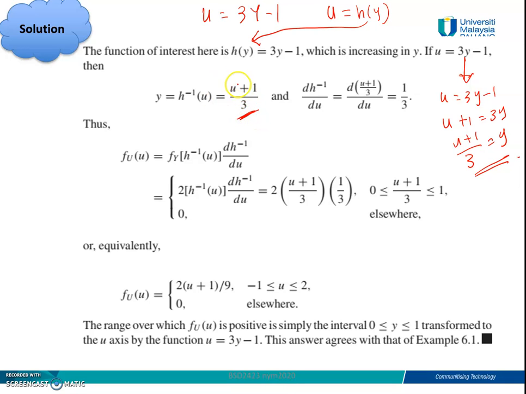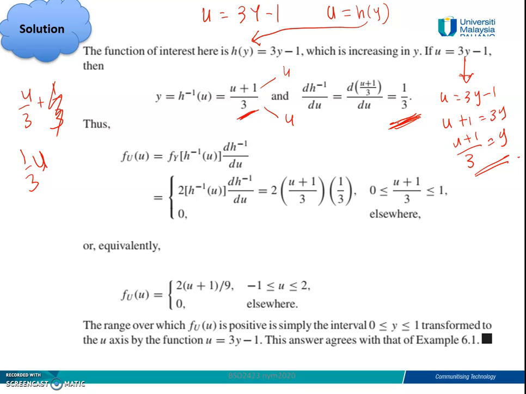When you differentiate this with respect to u, you will get 1 over 3. You can use the quotient rule as well. Or you can see that you have 1 over 3 by breaking it down: u over 3 plus 1 over 3. When I differentiate this with respect to u, the constant term gives 0, and differentiating 1 over 3 u with respect to u, you get 1 over 3. That's why you get 1 over 3 here.